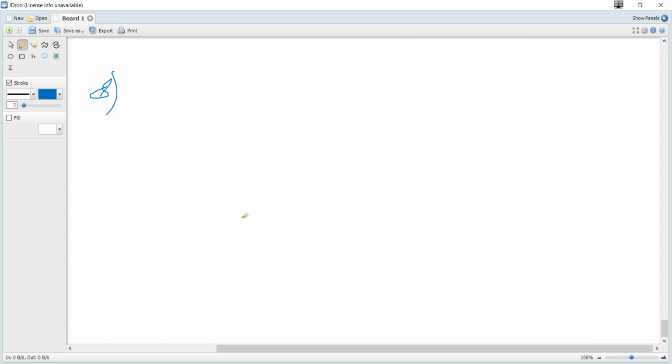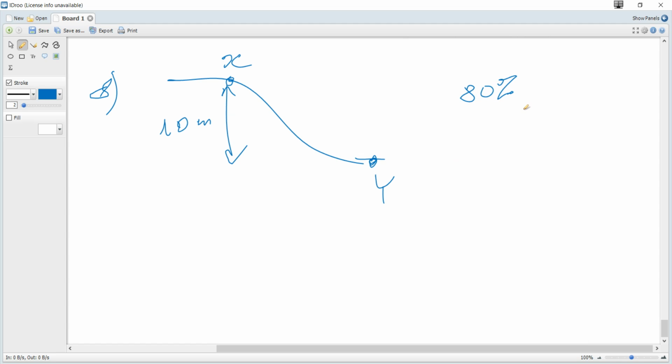8. An object is released from rest at X and slides to Y. The vertical distance between X and Y is 10 meters. During the motion, 20% of the object's initial gravitational potential energy is lost. Lost means 80% remains. Gravitational potential energy is mgh, mg times 10, and 0.8 becomes kinetic energy at Y, mv squared over 2.